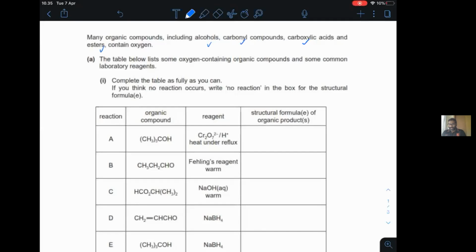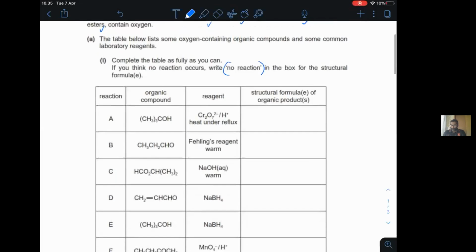They say to complete the table as fully as you can. If you think there is no reaction, then you can write no reaction there. So I want you to look over here. This is reaction A.